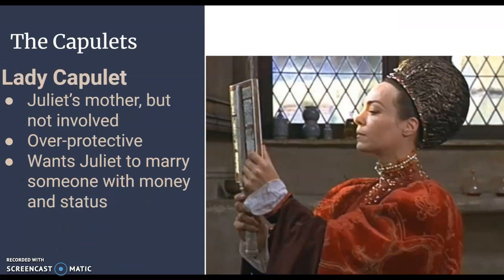We have Lady Capulet. Lady Capulet is Juliet's mother, but isn't super involved in Juliet's life. She too is overprotective, but she also wants Juliet to marry someone with money and status. Lady Capulet is usually portrayed as significantly younger than Lord Capulet and kind of vain and self-centered and very concerned with her looks and her status and wants Juliet to be the same way.